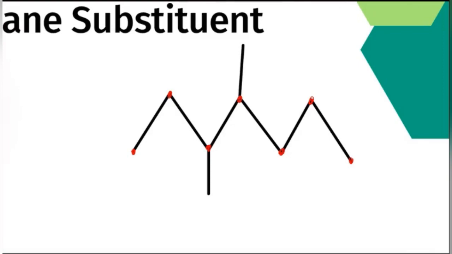Once you identify the longest chain, you number it. So which end carbon is nearest to a substituent or an alkyl group? The substituent that is near to an end carbon is this one. It is near to that carbon. So we will start at that carbon, numbering it from 1, 2, 3, 4, 5, 6, 7. We will not use this as our basis because it is far from the end carbon. So we will use the circled one as our basis for where we should start numbering the longest chain.